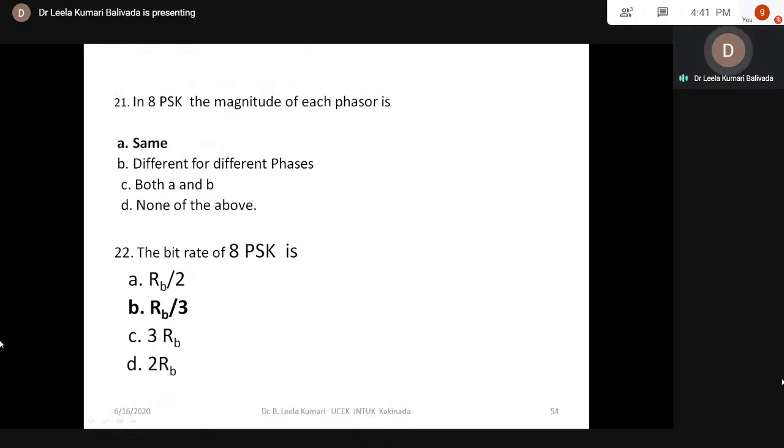In 8 PSK, the magnitude of each phasor is. So in 8 PSK, the magnitude of each phasor is the same. The tri-bit information is contained only in the phase of the signal, not in the magnitude. Therefore, option A is correct. The bit rate of 8 PSK is. Since we are transmitting 3 bits per symbol, the symbol rate is RB by 3.